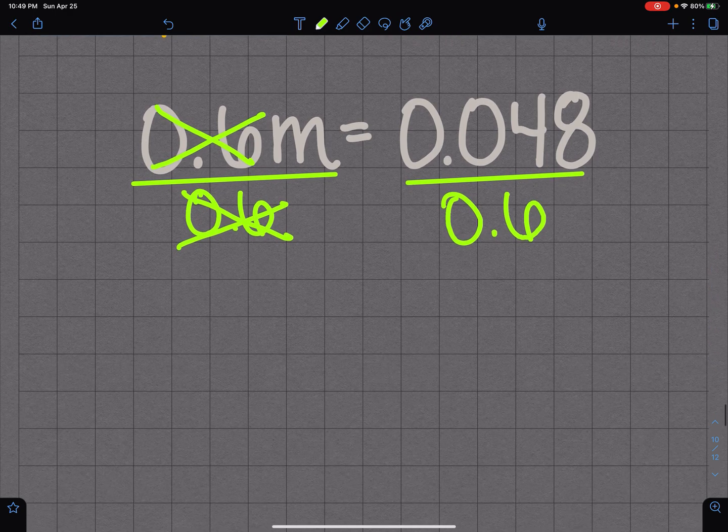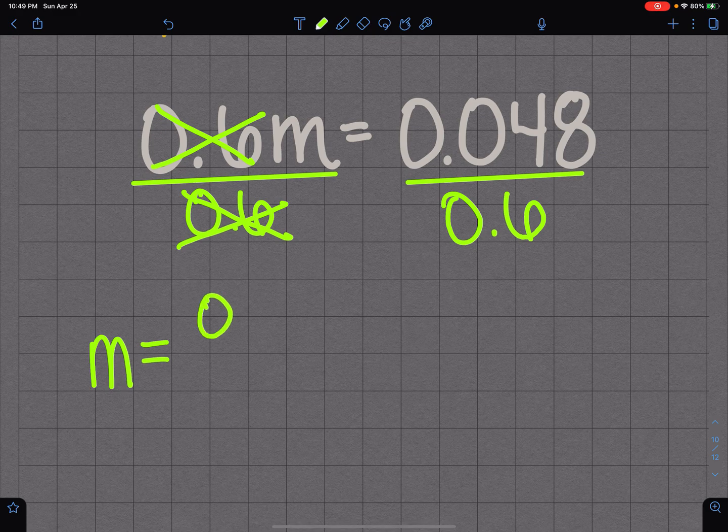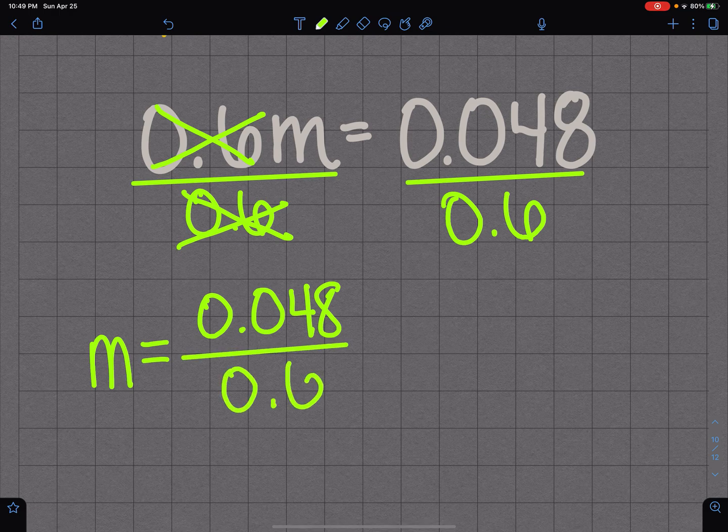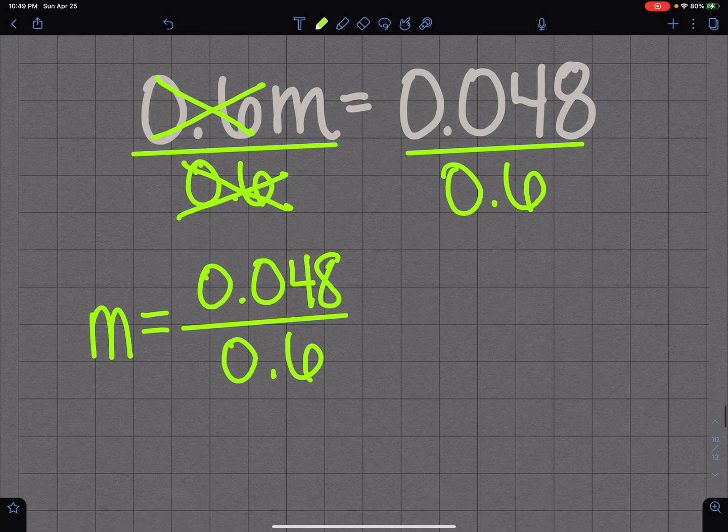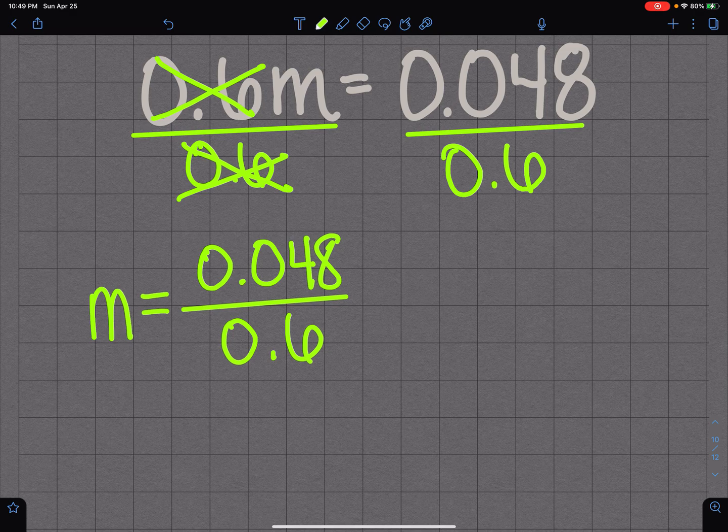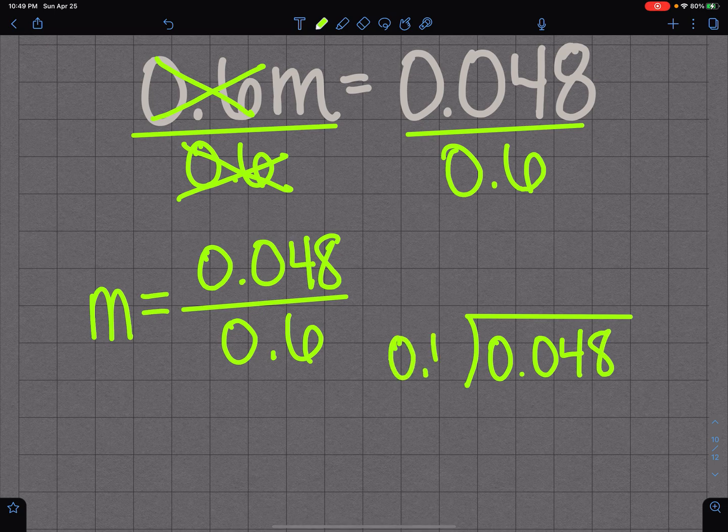So what I'm left with is m is equal to 0.048 divided by 0.6. And then we're going to just do the math here. Now, they want you to do it kind of by hand. So if we do that, you have 0.048 here, and they have 0.6 here.